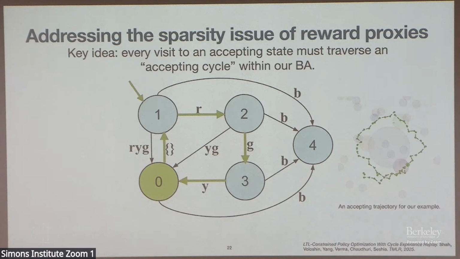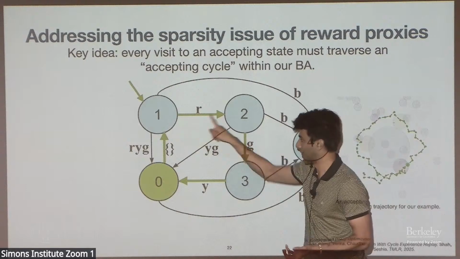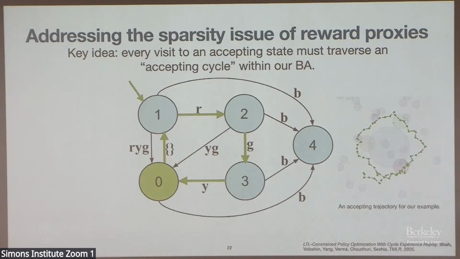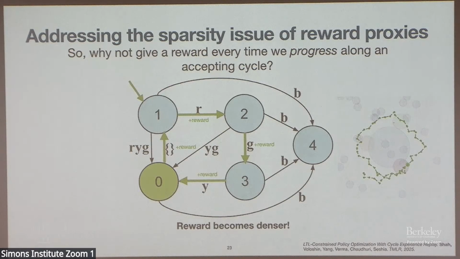So the key insight here is that in order to infinitely visit an accepting state in my Büchi automaton and get the optimal reward, I have to first take some path to the accepting state, and then traverse this infinite accepting cycle. And so the insight that we had here in this work was, why not reward progress along accepting cycles rather than just give this sparse reward for visiting an accepting state?